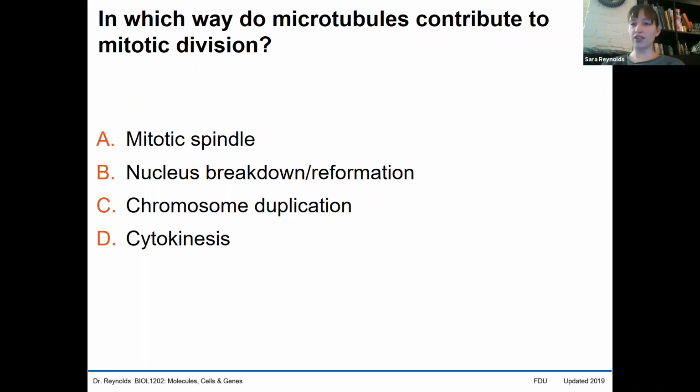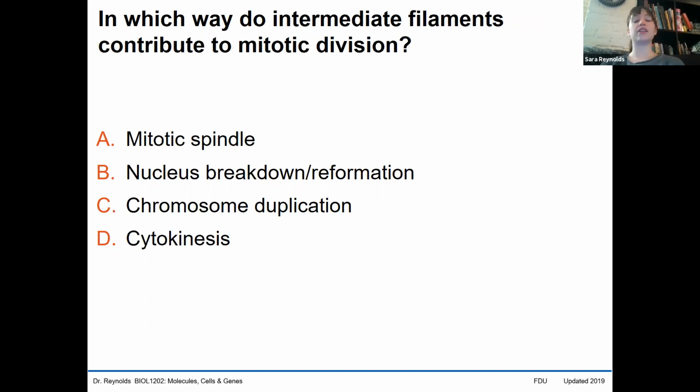So, if you haven't already done so, please answer these questions. In which way do microtubules contribute to mitotic division? Hopefully you told me that these are the mitotic spindles. And microfilaments? Yeah, these are cytokinesis. Lastly, intermediate filaments? This would be the nuclear breakdown and reformation.